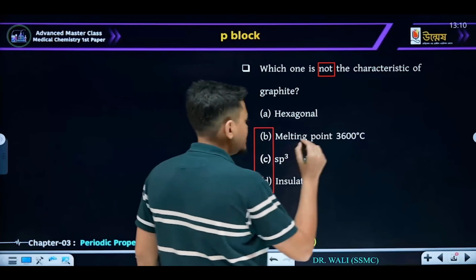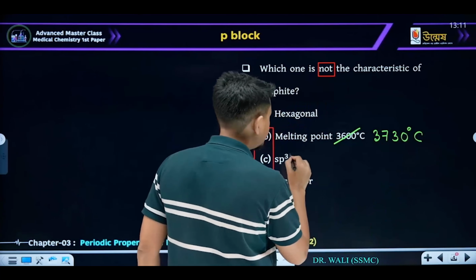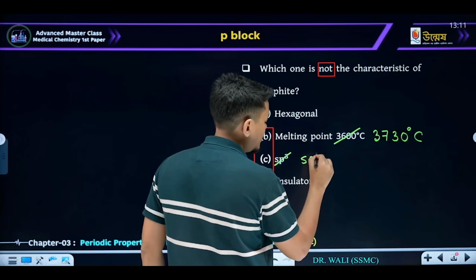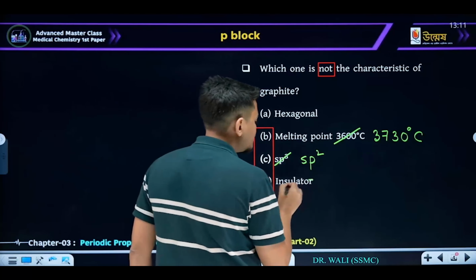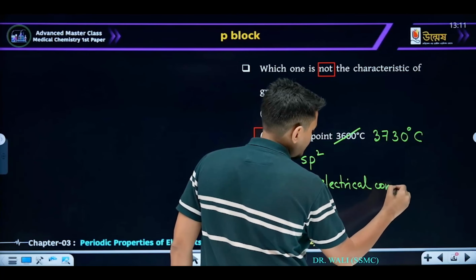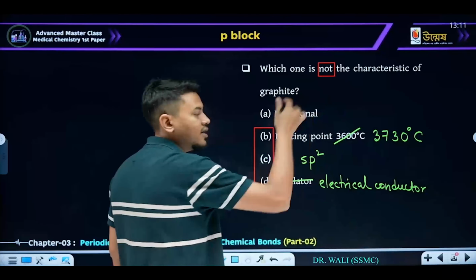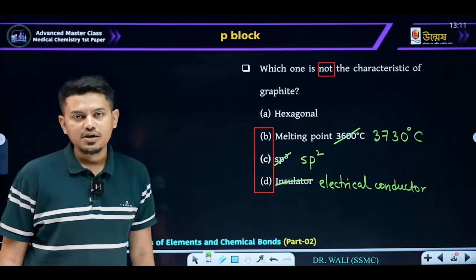Why? Because the melting point would be 3730 degrees Celsius, and instead of sp3 it would be sp2. Because of the sp2 hybridization, it shows electrical conductivity. Once it becomes an electrical conductor, it will not act as an insulator. So graphite is a good electrical conductor. If it is a wrong question, then the answer would have been hexagonal, because only hexagonal would be correct for graphite.